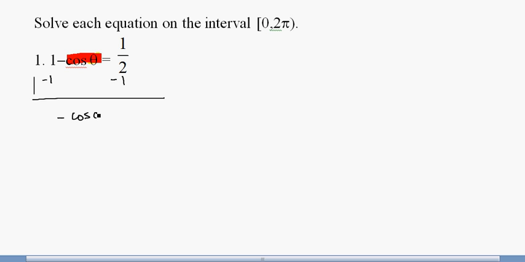I get negative cosine theta equals negative 1/2. I divide both sides by negative 1. I get the cosine of theta is equal to 1/2. Cosine of theta equals 1/2 when theta is pi over 3, and in the fourth quadrant that would be 5 pi over 3.